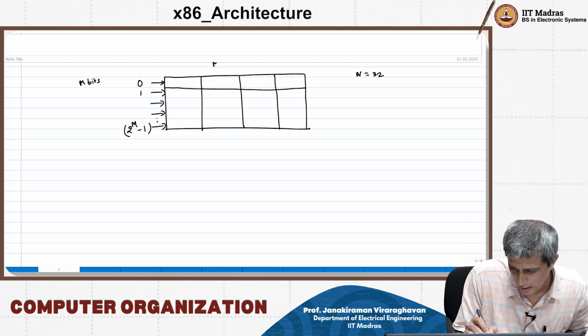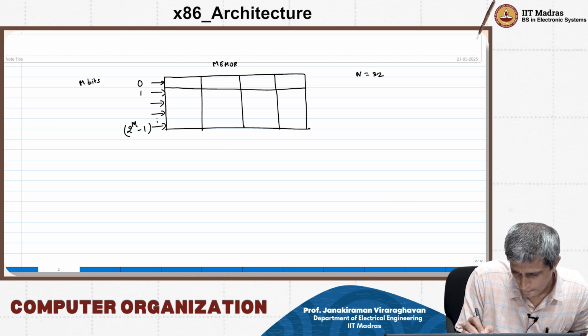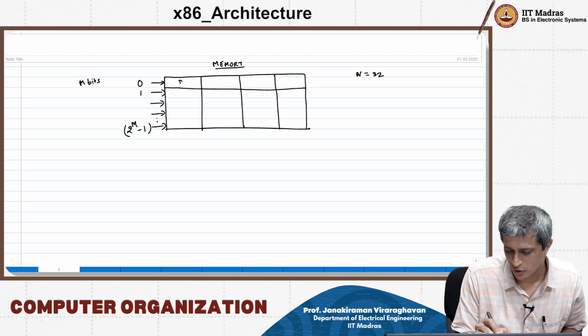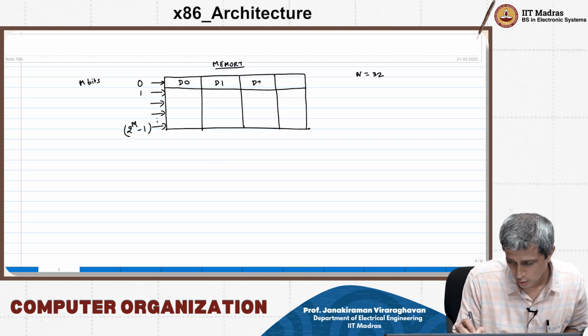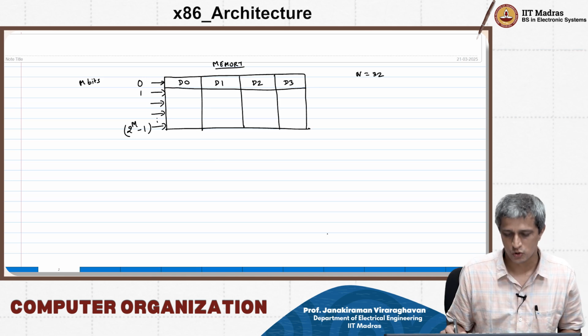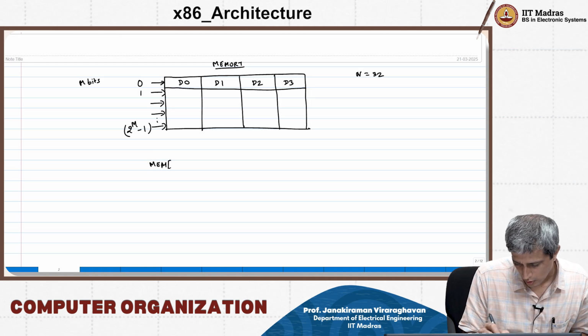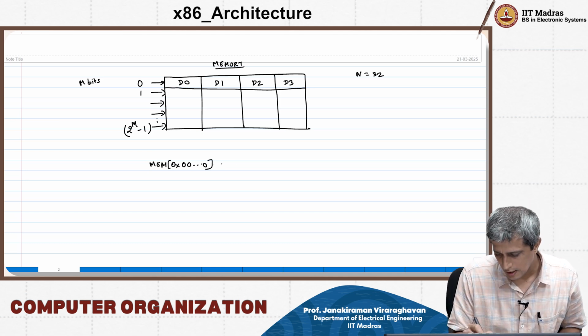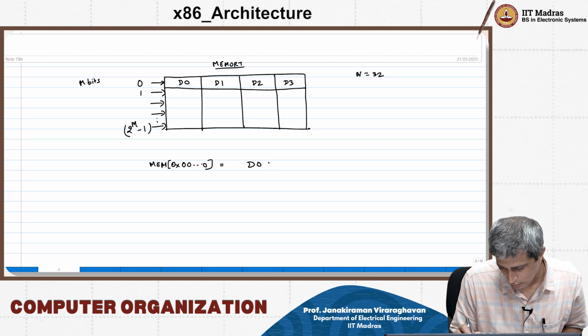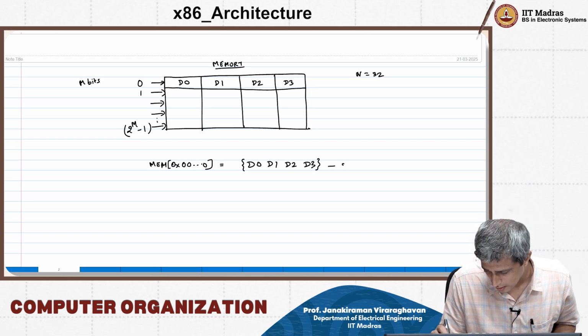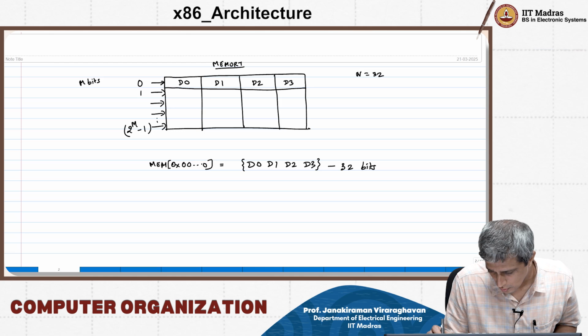Okay, this is my memory, and I will get 4 bytes of data. So D0, D1, D2 and D3. So when I read memory of 0x00 all the way to m zeros, right? I am going to get D0, D1, D2 and D3 from the memory. Now this is 32 bits.